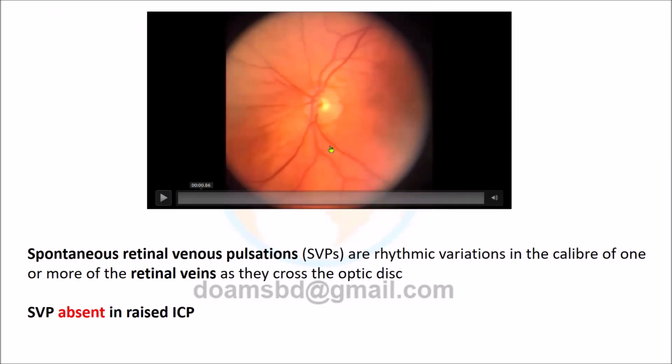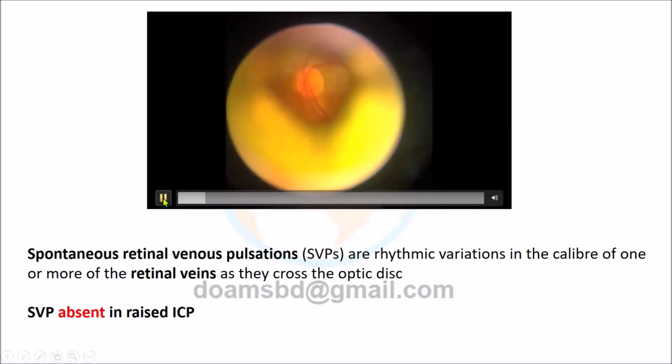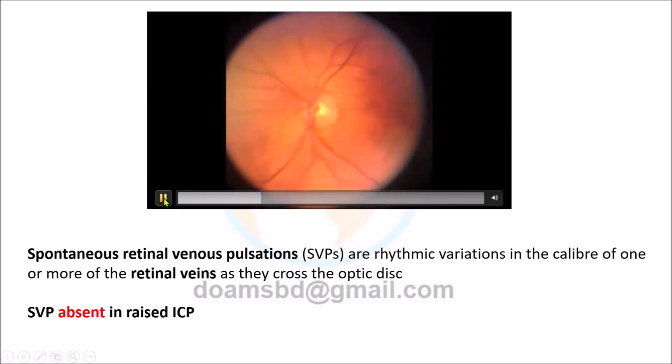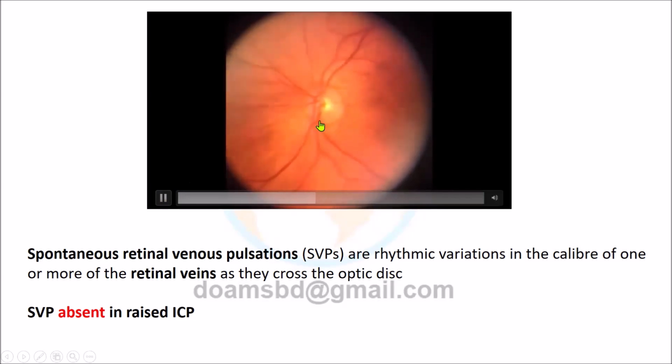Sir, the margins are hazy, not visible. No, whatever. Just look at the vessel. There's some blood column moving up and down. Yes, yes, yes. Please have a look again. Oh, yes.